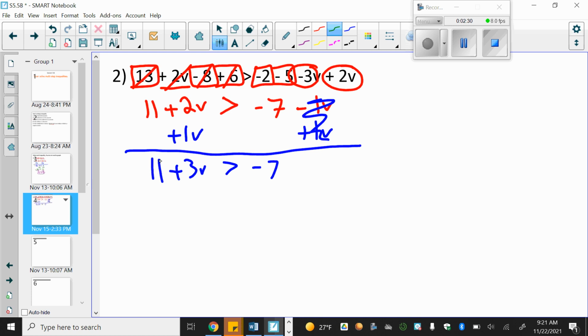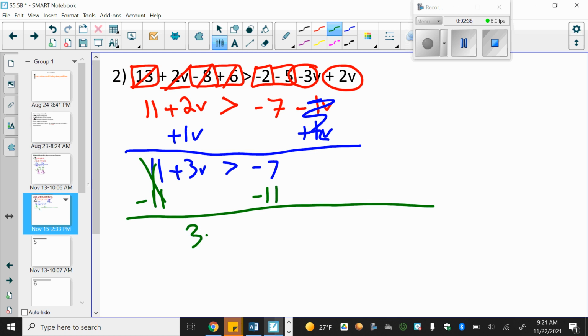And then I'm going to move my constants to the opposite side. So to get rid of 11, I'm going to do minus 11 to make it 0. And minus 11 to keep it balanced. So now I have 3v is greater than negative 18. And lastly, I'm going to divide by everything that's not v, which is a positive 3. So it stays v, it stays greater than, and I'm going to have negative 6 as my answer.